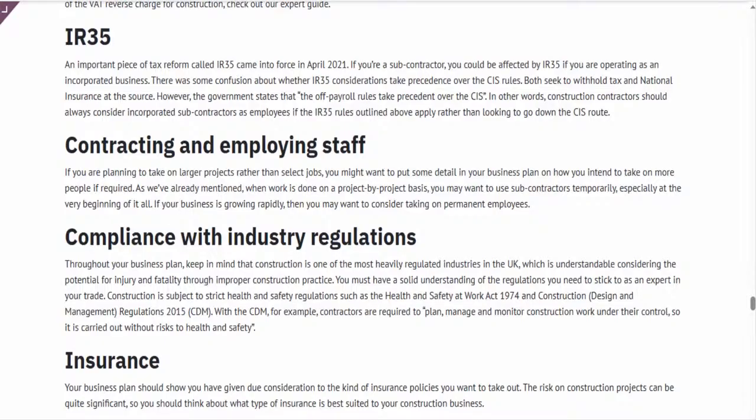In other words, construction contractors should always consider incorporated subcontractors as employees if the IR35 rules outlined above apply, rather than looking to go down the CIS route.